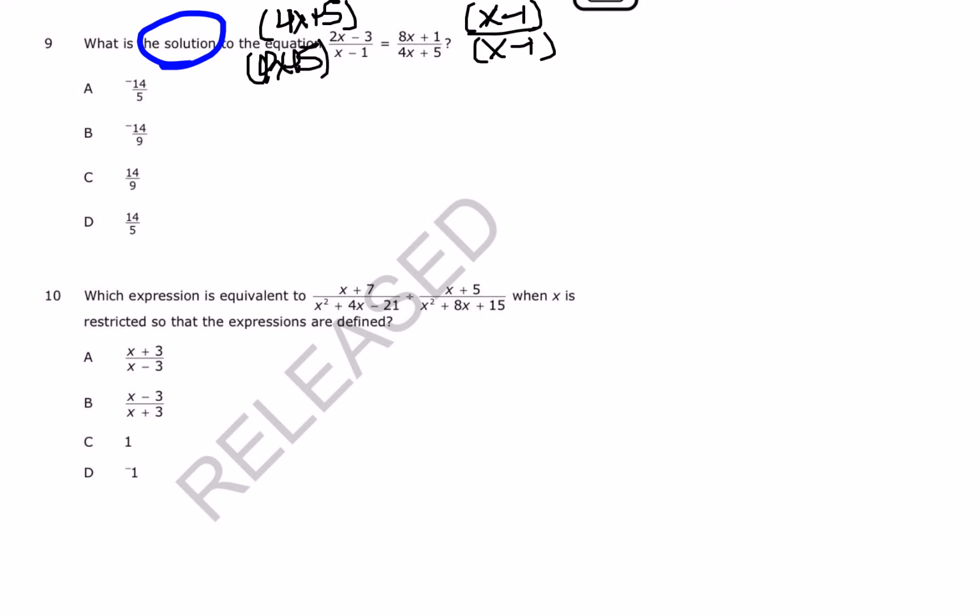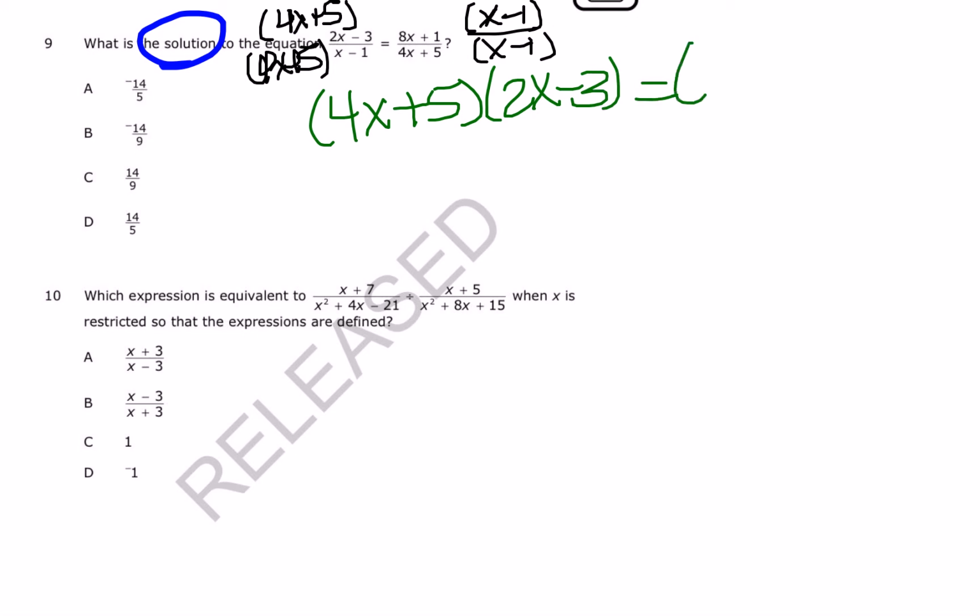Since my denominators are now the same, in order for the expression and the equation to be the same on both sides, I now know that my numerators also have to be equal. So I'm just going to look at my numerators moving forward. So that would give me 4x plus 5 times 2x minus 3 equals 8x plus 1 times x minus 1. So you can distribute or box, either way.